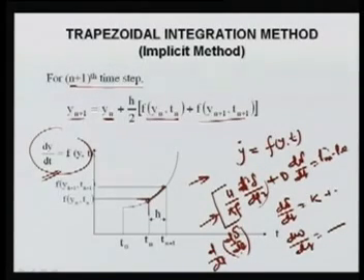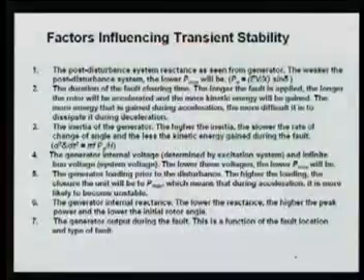So we can transform this double differentiation second order equation into two single order equations, and then we can apply any of these methods here. In the multi-machine system we have to go for that, and we can utilize these methods for solving the differential equation. Let us see the various factors that influence the transient stability of the power system.